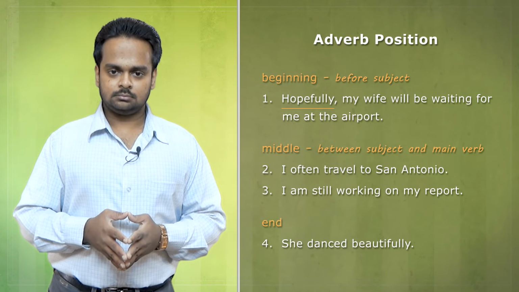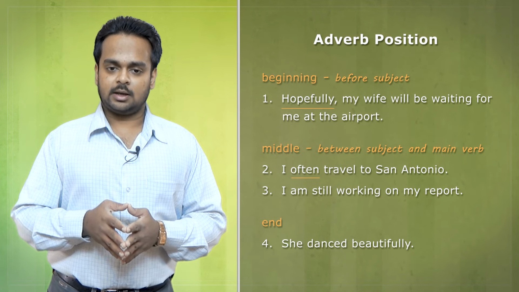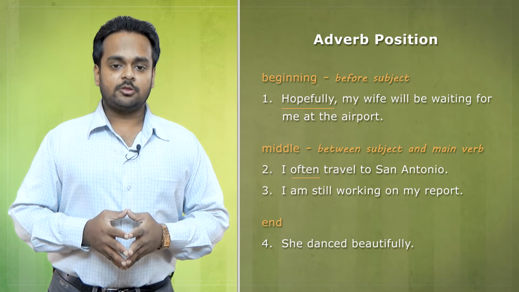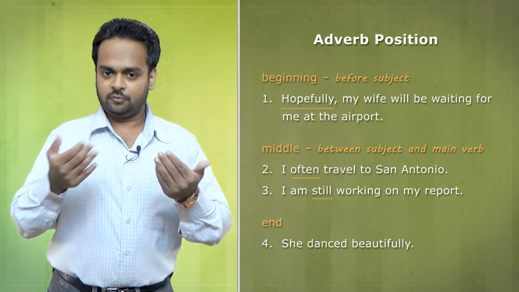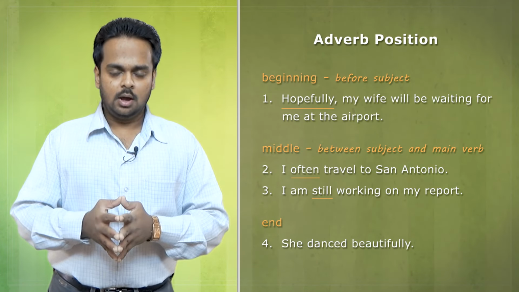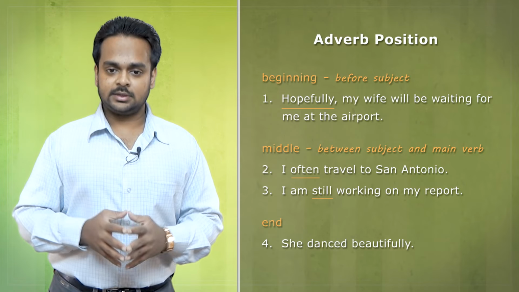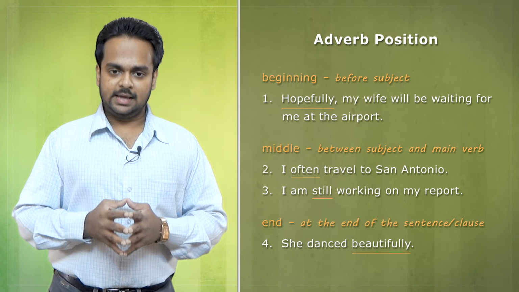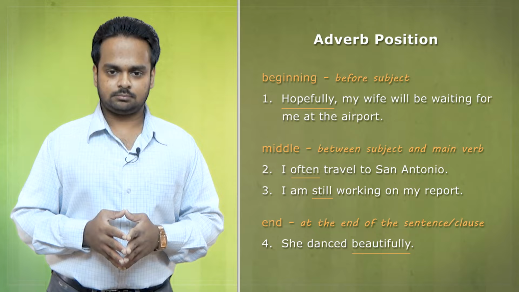In the next 2 examples, the adverb is in the middle position, that is between the subject and the main verb. In number 2, the adverb often comes directly after the subject I and before the verb travel. In number 3, the adverb still comes after the helping verb am and before the main verb working. But this is still called the middle position because it's not in the beginning or at the end. And in the last example, you see an adverb in the end position or at the end of the sentence or clause. The adverb beautifully.